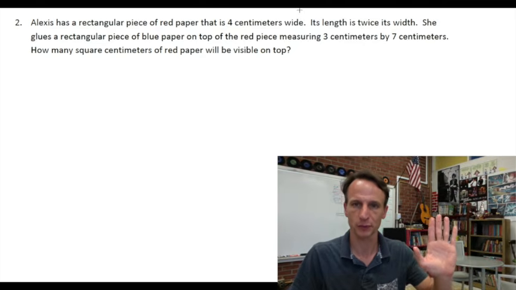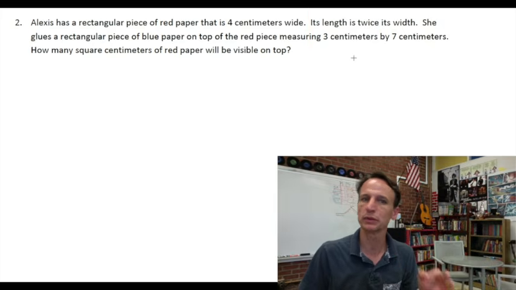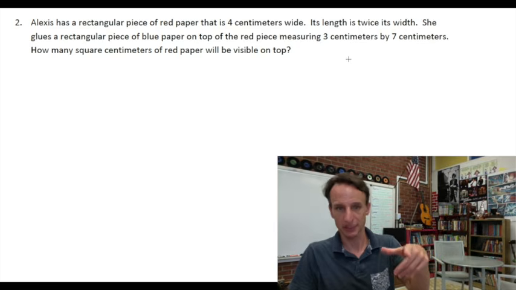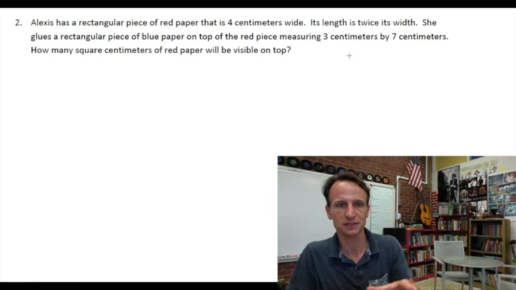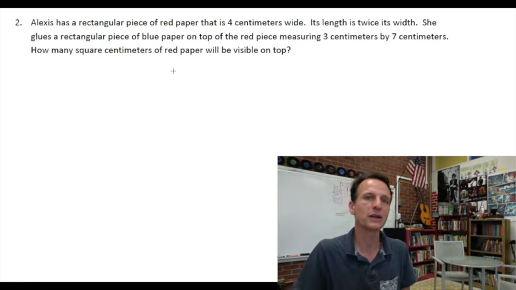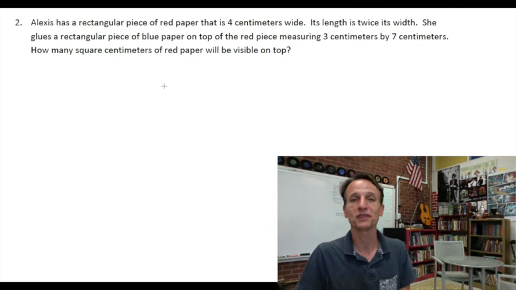Okay, now we're going on to something else. She glues a rectangular piece of blue paper on top of the red piece, and this blue paper is now measuring 3 centimeters by 7 centimeters. So the question is, how many square centimeters of red paper will be visible on top?